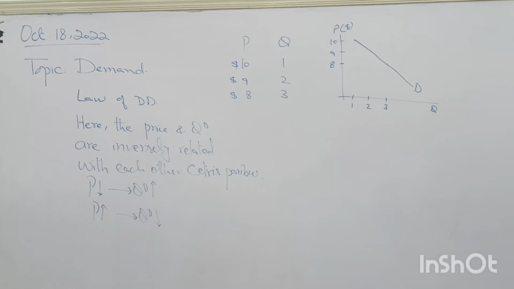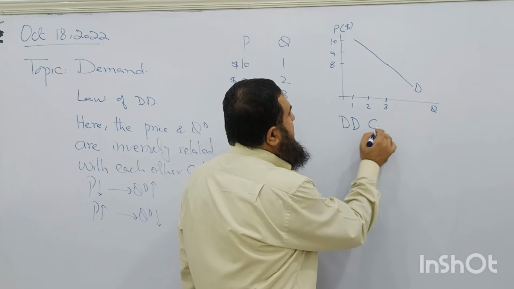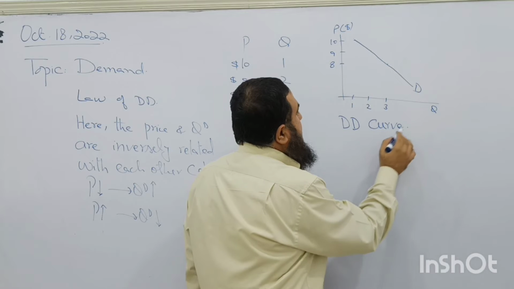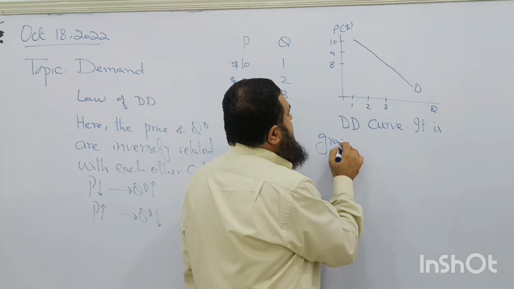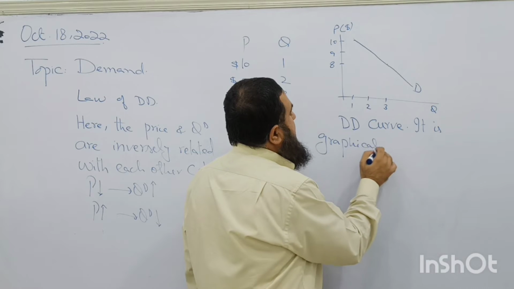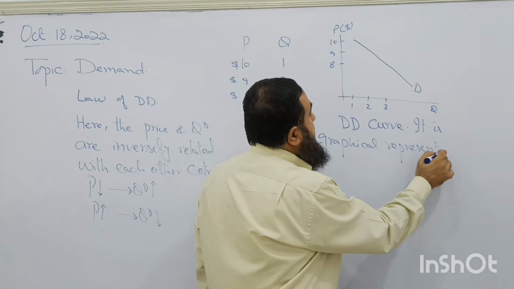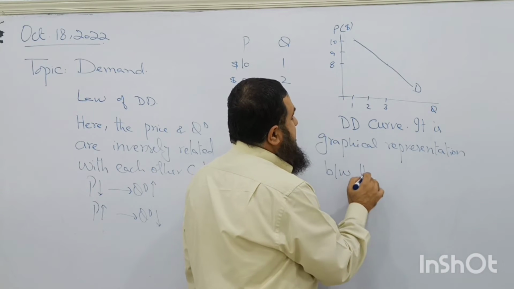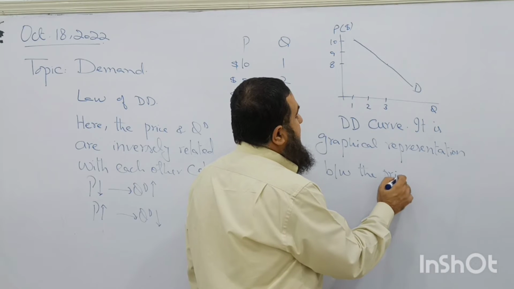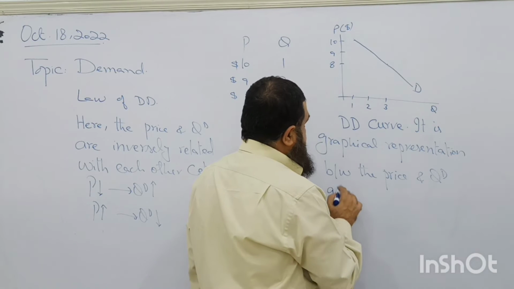And how can we define the demand curve? Be attentive. It is the demand curve. It is a graphical representation between the price and the quantity demanded at ceteris paribus.